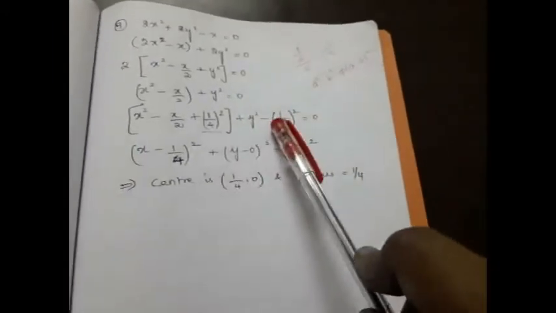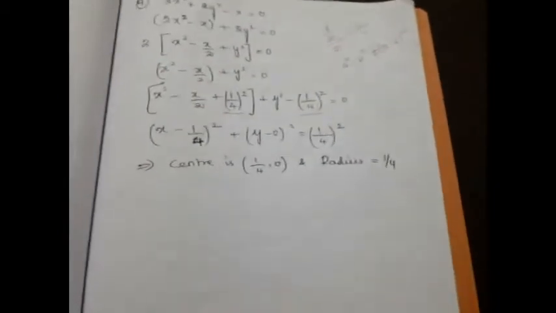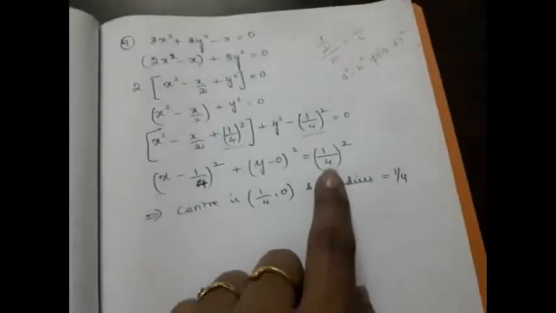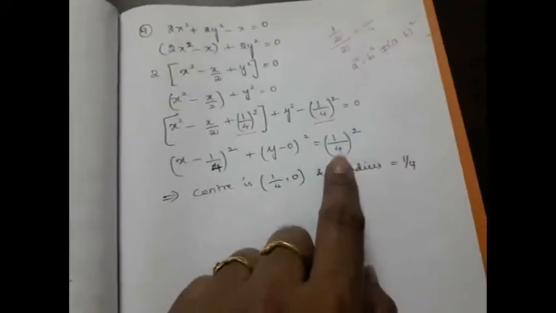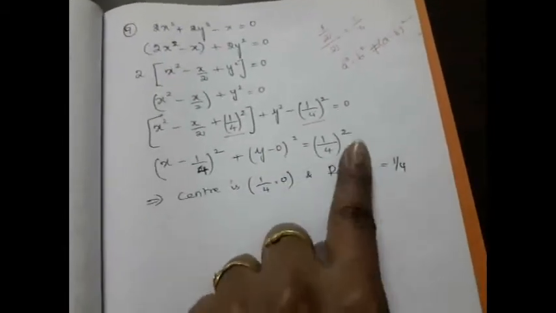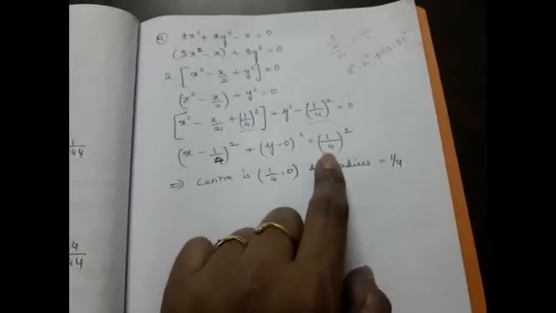Many will make this mistake. You cannot combine these two and write y minus 1 by 4 the whole square. So the center is not 1 by 4 comma 1 by 4. Okay. So y square is separate and this 1 by 4 the whole square is separate. Now y square can be written as y minus 0 the whole square and this is 1 by 4 the whole square. Therefore the center is 1 by 4 comma 0 and the radius is going to be 1 by 4.